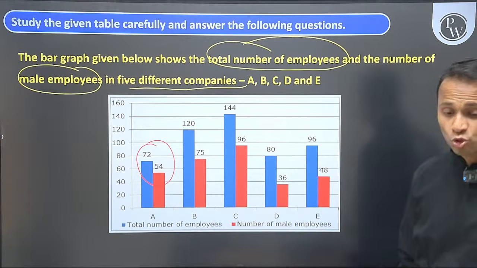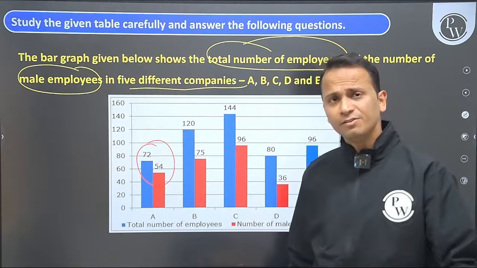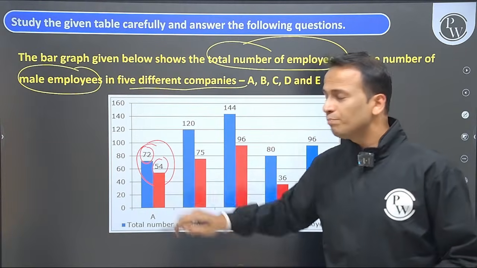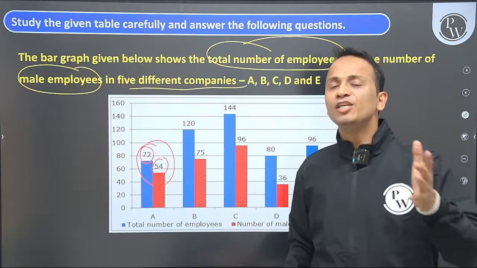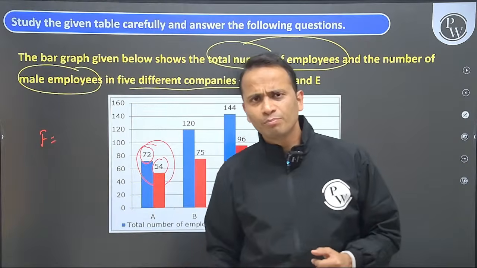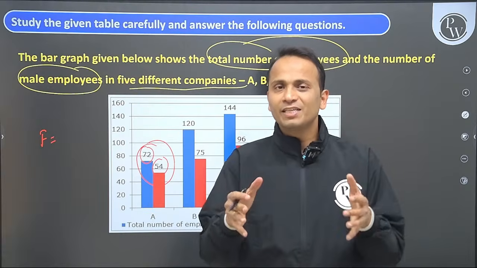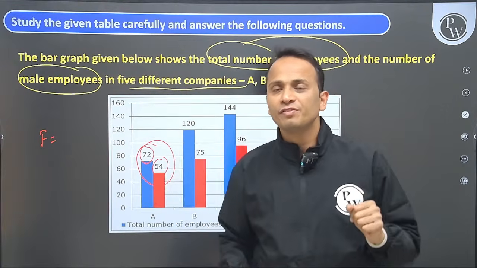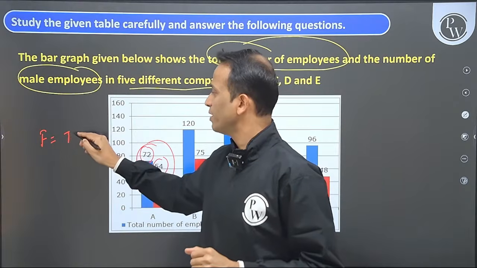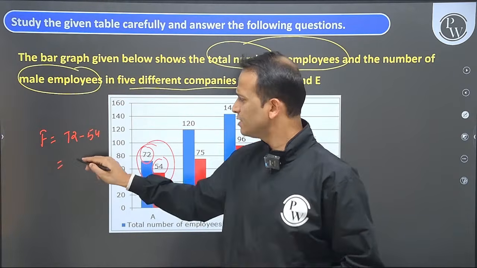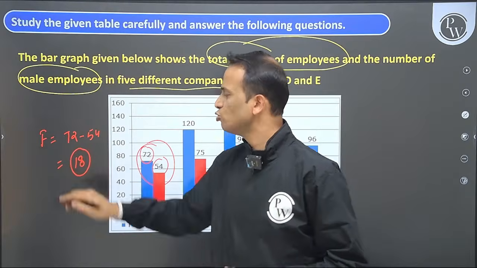All right. So you are telling me that it is 18. Fine. So total number of employees is 72. Number of male employees is 54. If I have to calculate the number of female employees, what I'll do is take the difference of the total number of employees and the number of male employees. So it will become 72 minus 54. Take the difference and this value will come out to be 18.